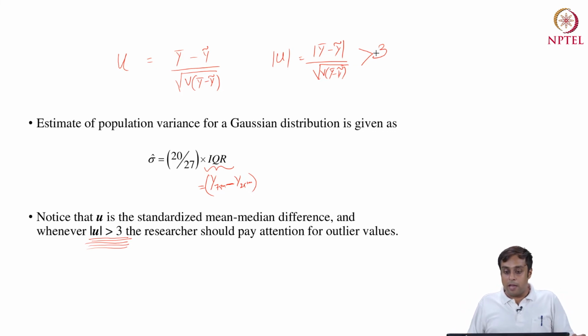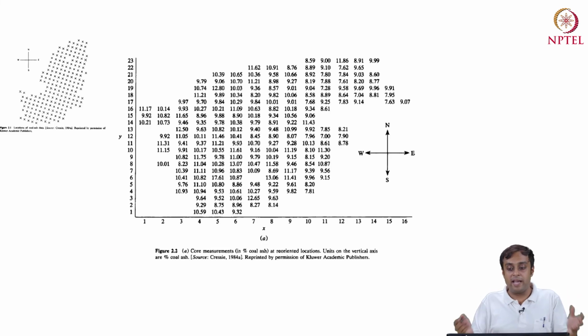Okay. Now, the point is that if I go back to my row and column summaries, I can simply look at the data and I can just figure out U and then mark out the rows and columns where U is greater than 3 or somewhere around that value, right? So that's what we are going to do next. So we again have our data.